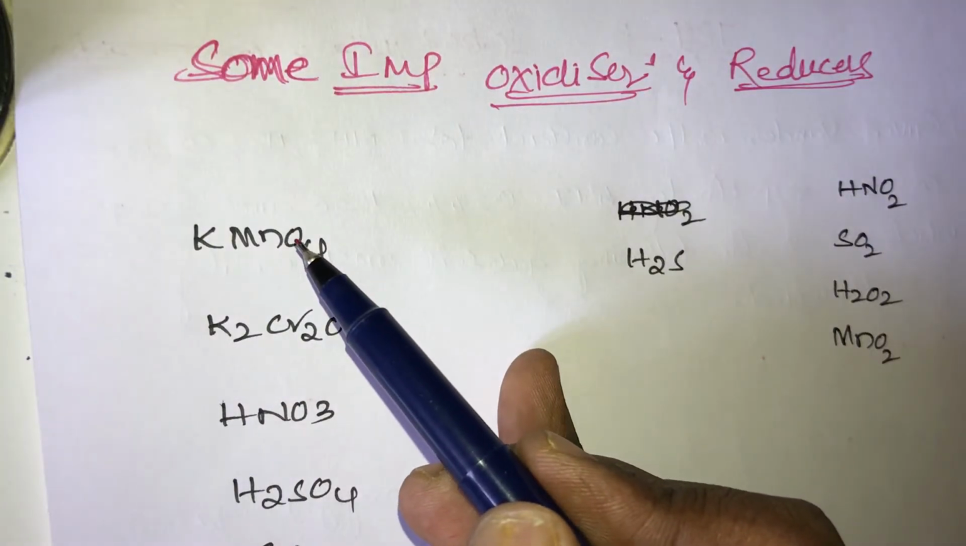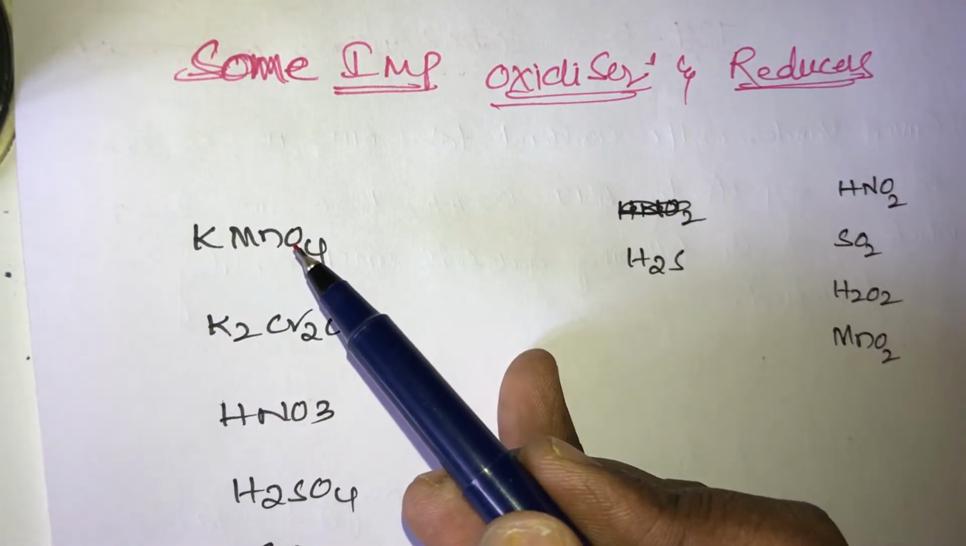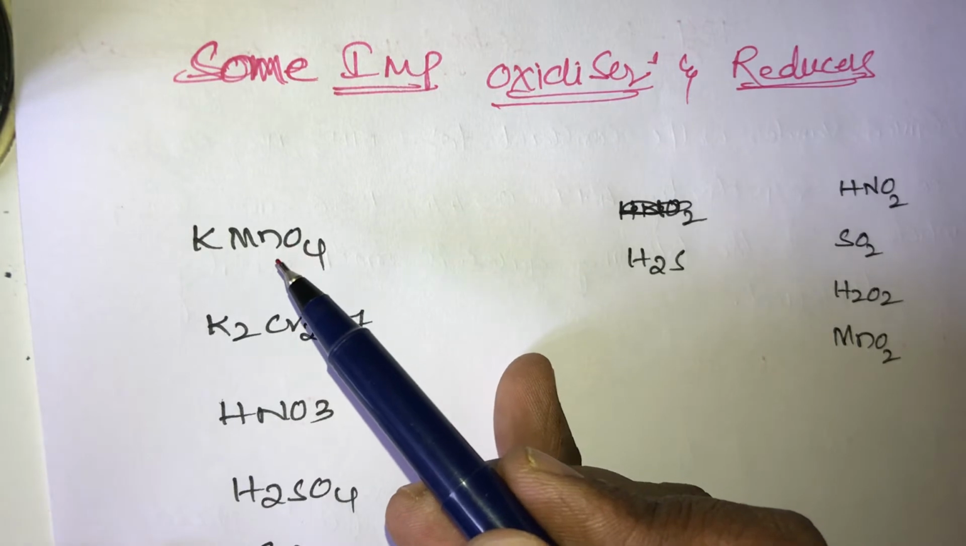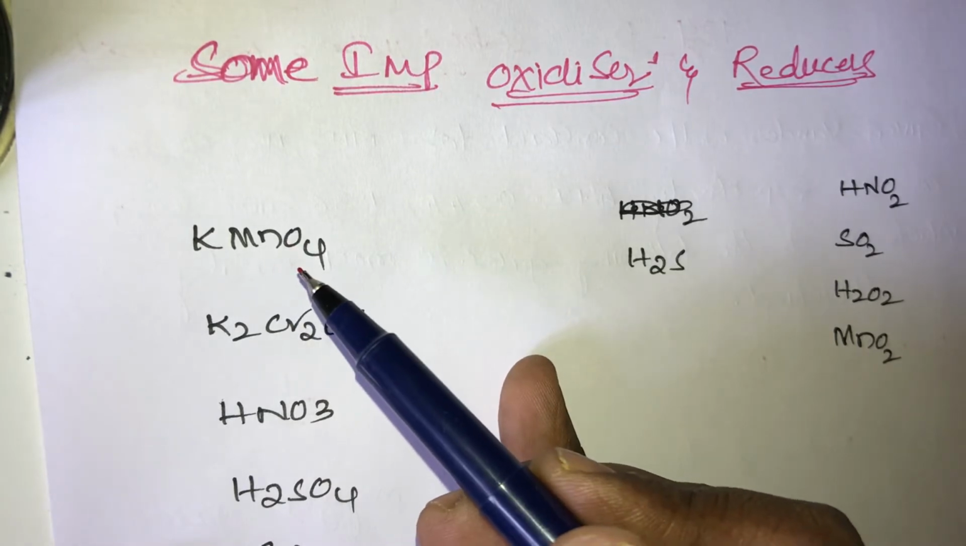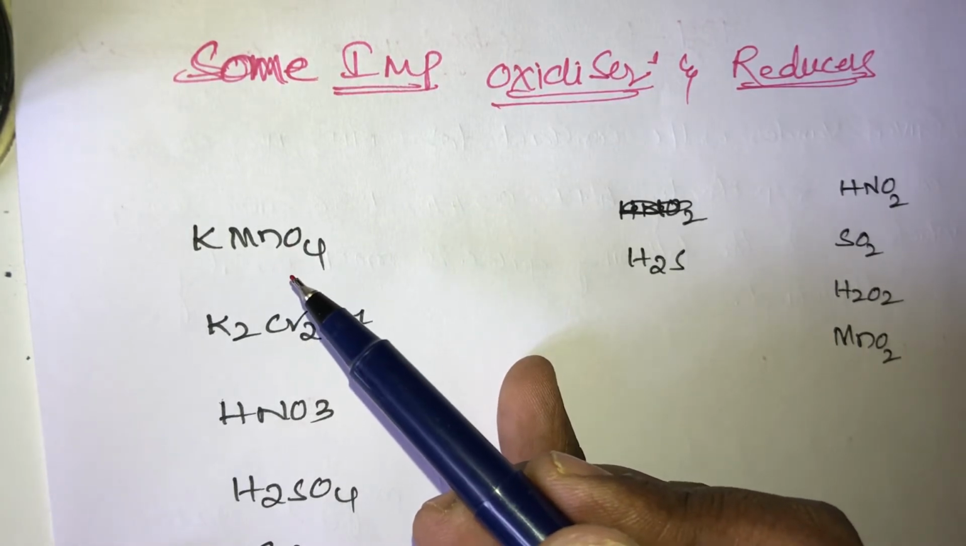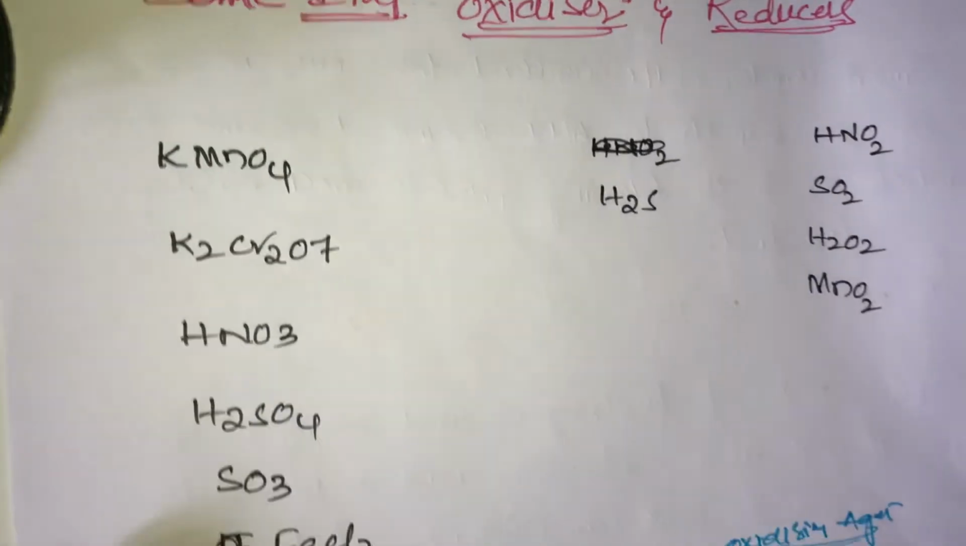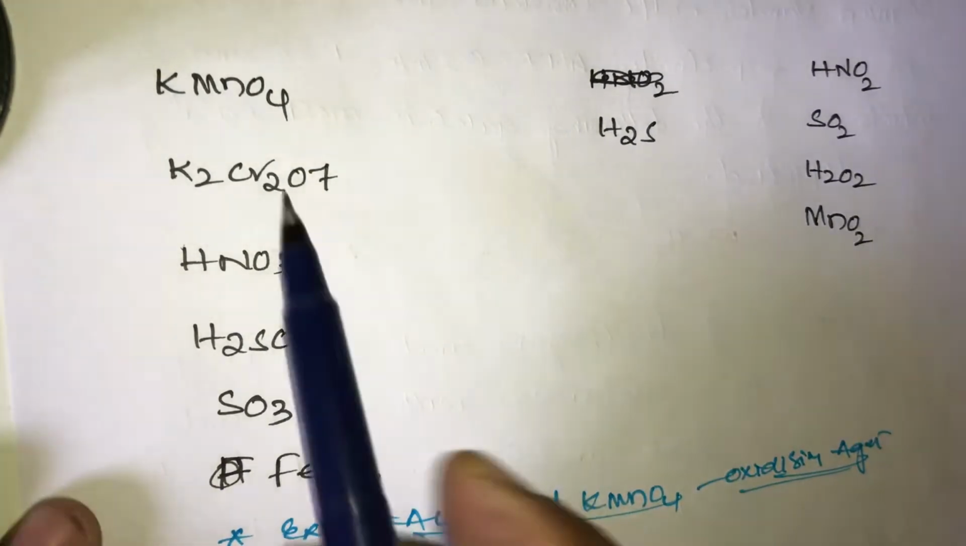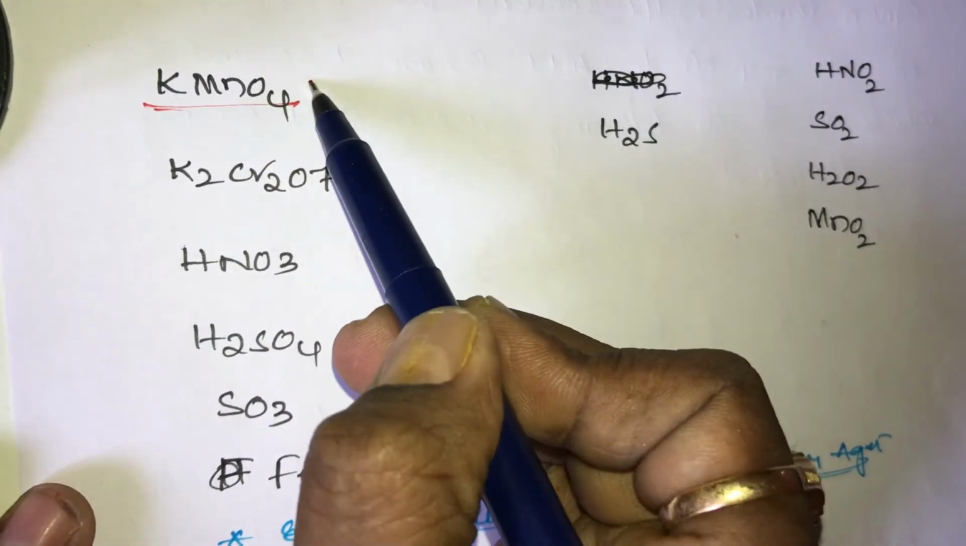Hello students, some important oxidizers and reducers. Some important topics from inorganic chemistry, some important oxidizers and reducers. So what are the oxidizing agents? The first one, I give, is KMnO4, a strong oxidizing agent.